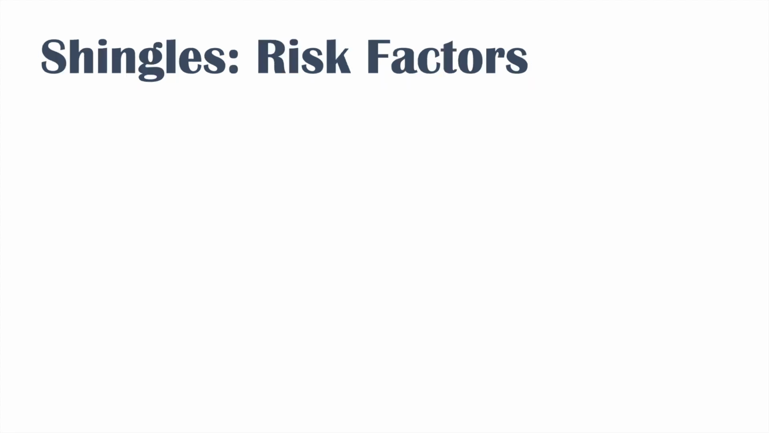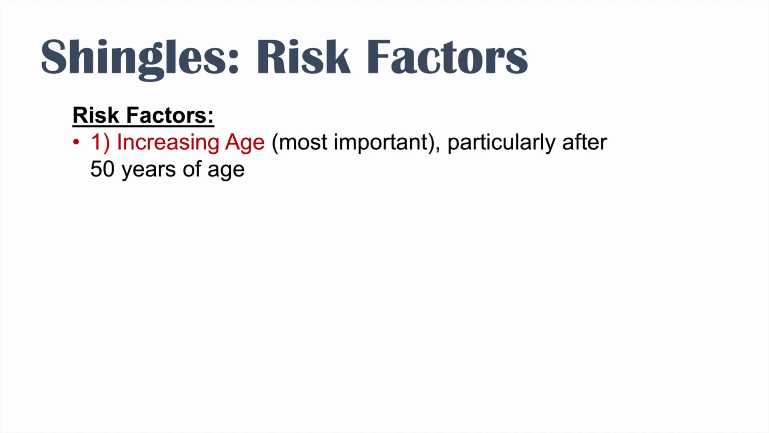So what are some of the risk factors for shingles? Some of the risk factors for shingles include increasing age. This is actually the most important risk factor, and in particular we see an increase in prevalence of shingles after the age of 50. The second risk factor is an immunocompromised state or condition. This makes sense. If your immune system is suppressing the varicella zoster virus, any immunocompromised condition can lead to reactivation of the virus in dorsal root ganglion nerves.